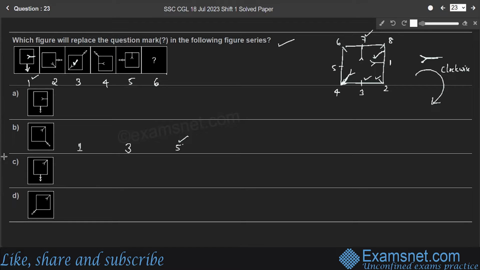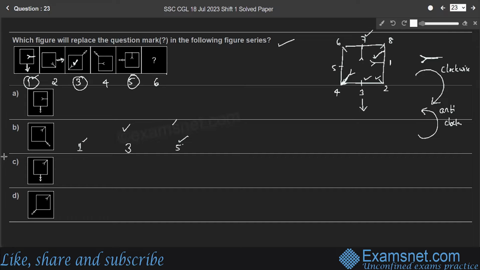Now focus on the symbol outside the box, this arrow mark. Consider the first, third and fifth figures, these 3 figures. The position of the arrow mark outside the box is changing in the anti-clockwise direction.